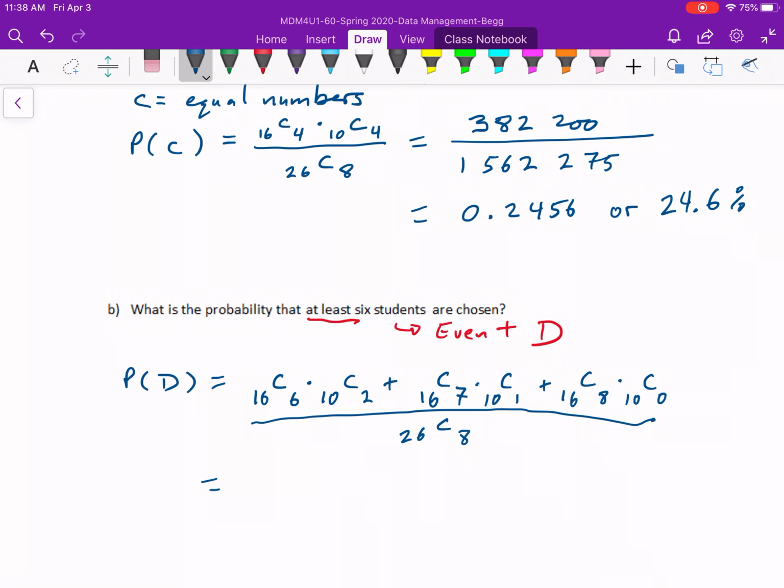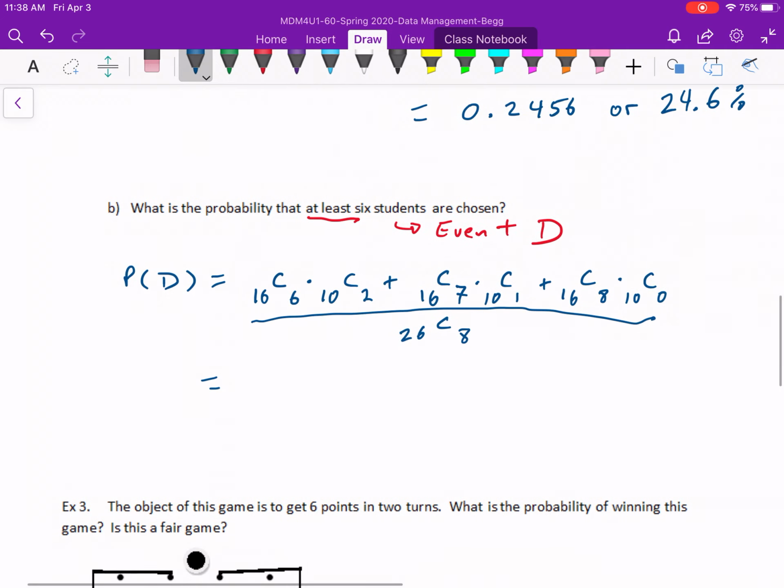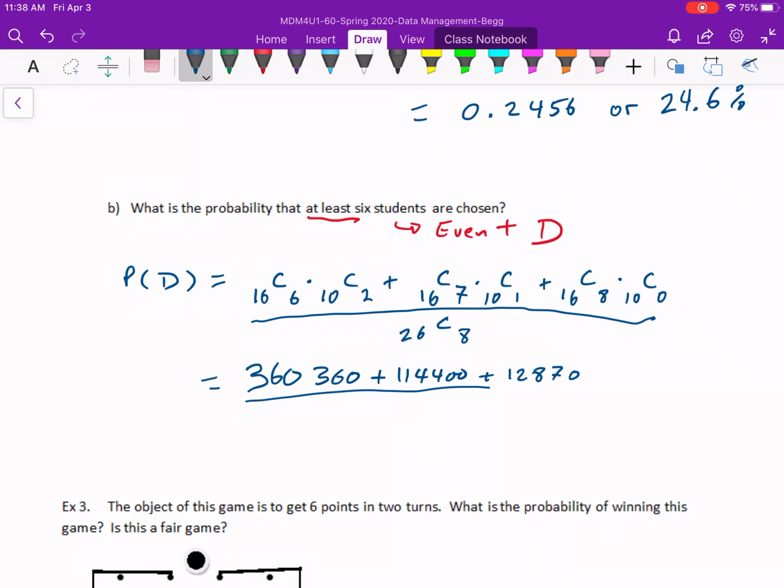When we do those numbers, what I got was, for getting exactly 6 students, there are 360,360 ways to do that. There are 114,400 ways to get exactly 7 students, and there are 12,870 ways to get exactly 8 students.